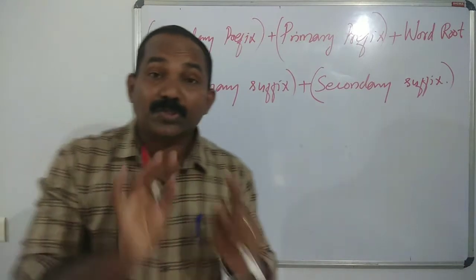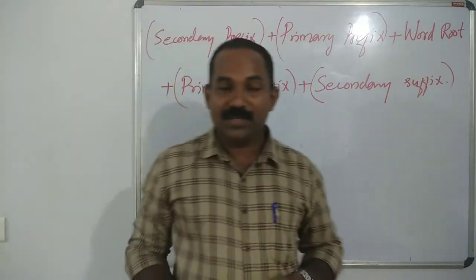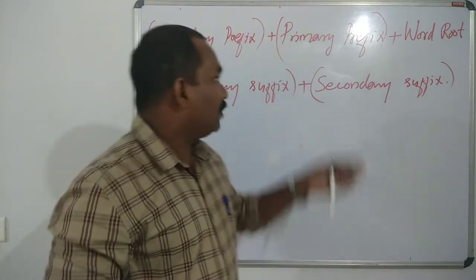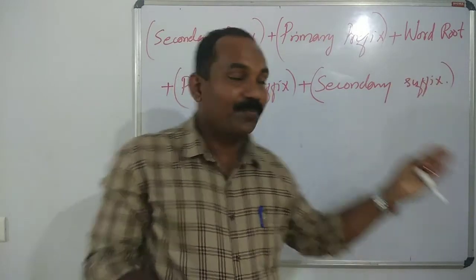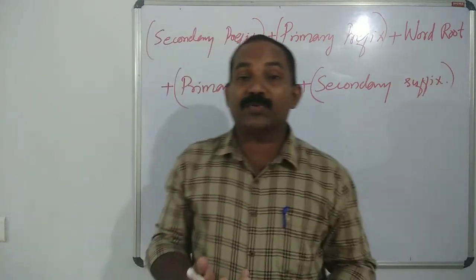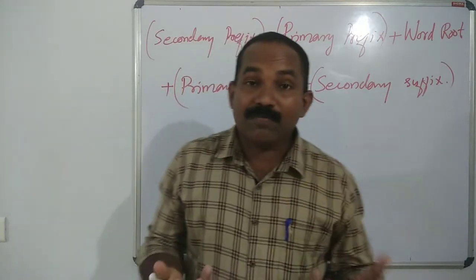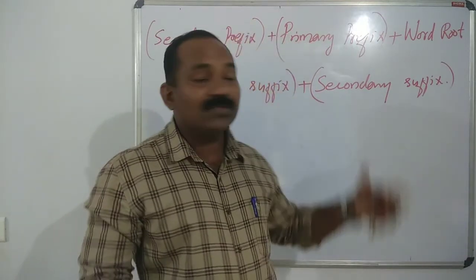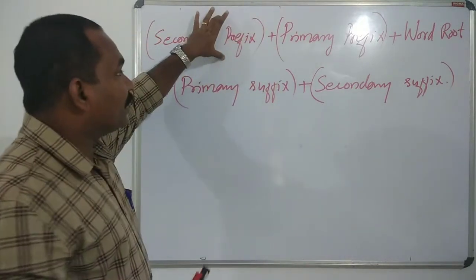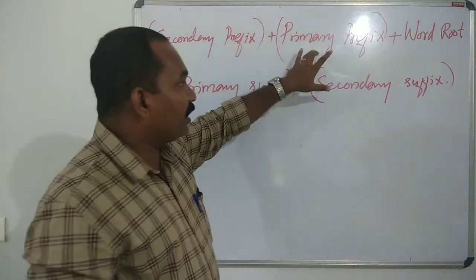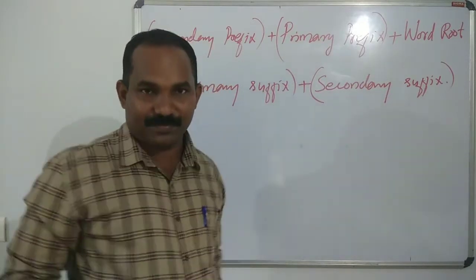And a molecule should contain word root and primary suffix. Others are optional. If there is no cyclic molecule, we don't use cyclo. If there is no substituent, we don't use secondary prefix. If there is no functional group, we don't use secondary suffix. So, these are optional: secondary prefix, primary prefix and secondary suffix are optional.